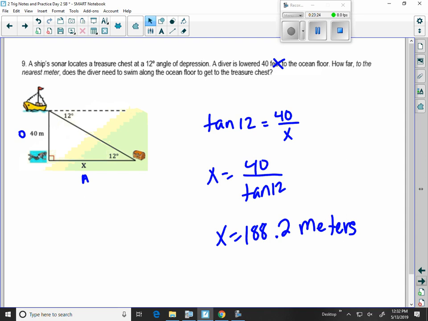Is that opposite over, is that the hypotenuse? No. Okay, the answers, the solution should be on the back, I believe.